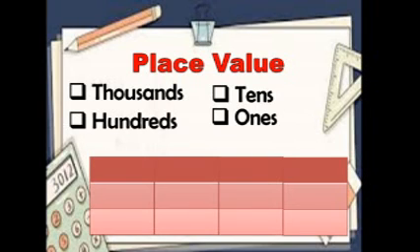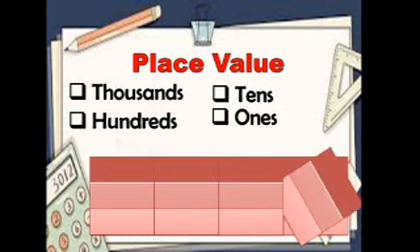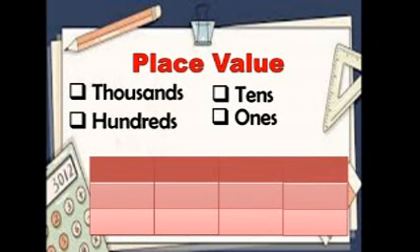Look at the last column. Where is the last column? Okay, this one. We are going to put the ones in the last column because this is the correct place of the ones in our place value chart. Remember, we put ones in the last column.